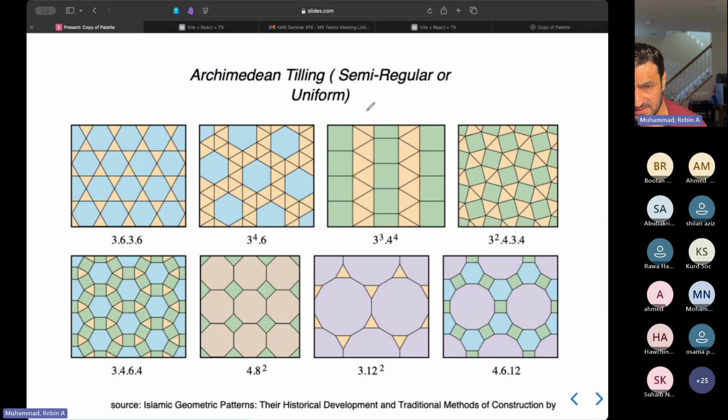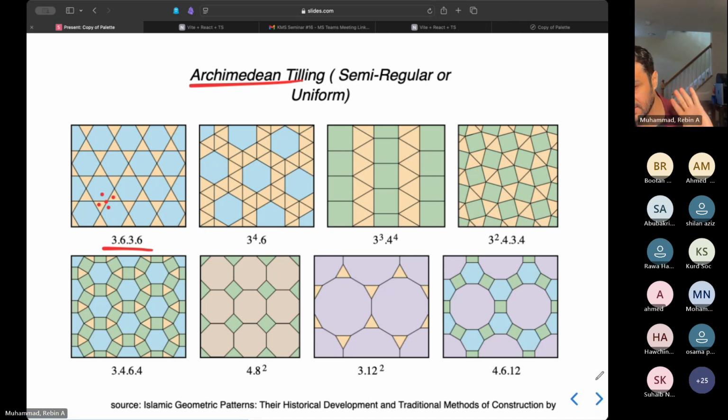Now here is a very famous kind of tessellation. We call it semi-regular uniform, and each one of them has a name. 3, 6, 3, 6 means if you pick any vertex here, you look and there is a 3, a 6, a 3, a 6. This is how we name this kind of tiling. This is Archimedean tiling, and this is very old.